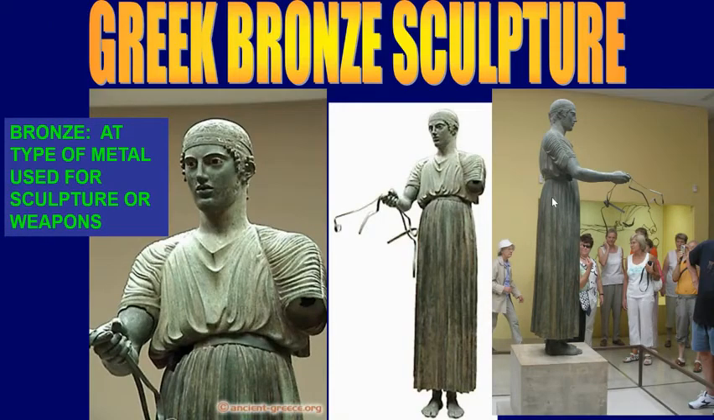All right, so one of the problems, oh, by the way, copy this down. One of the problems with Greek metal sculptures is that there's not many of them left around.